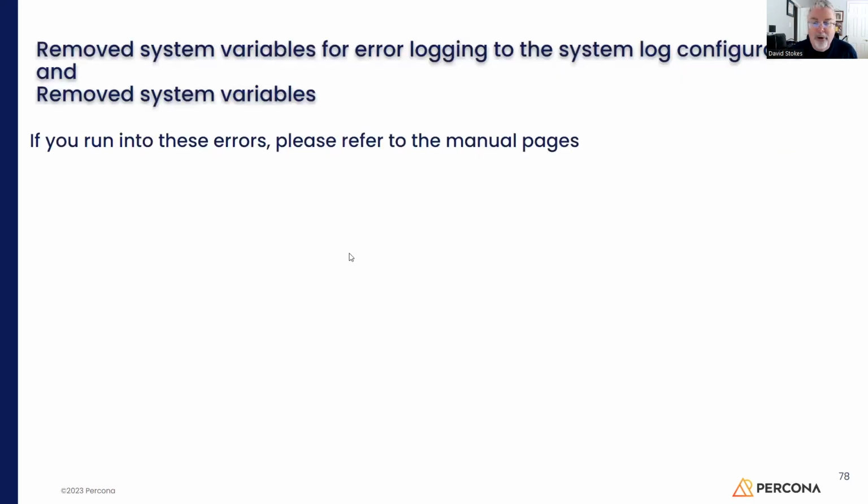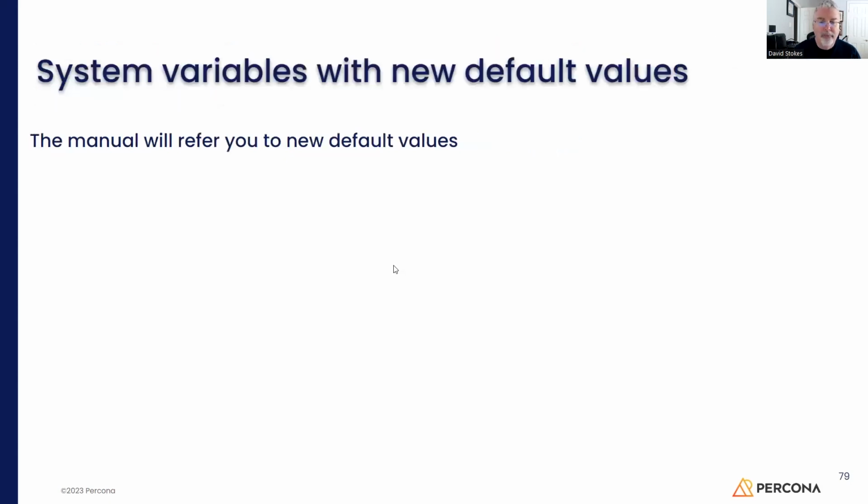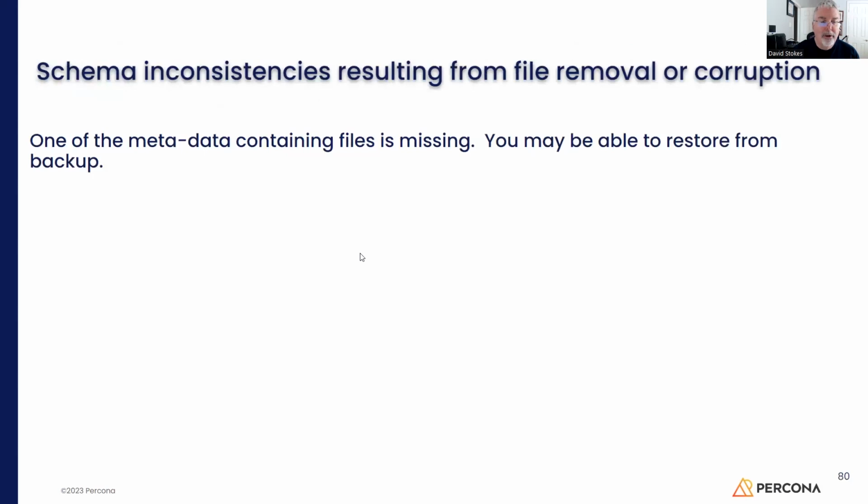Removed system variables for error logging to the system log configuration, and removed system variables. If you're running these variables, you're going to have to go through the manual pages and see why these were renamed or what they were removed for, and correct your settings. System variables with new default values. Occasionally, something will happen like where the old default was a 0 and now it's a 1. You just want to check this to make sure it's not something that impacts your operations.